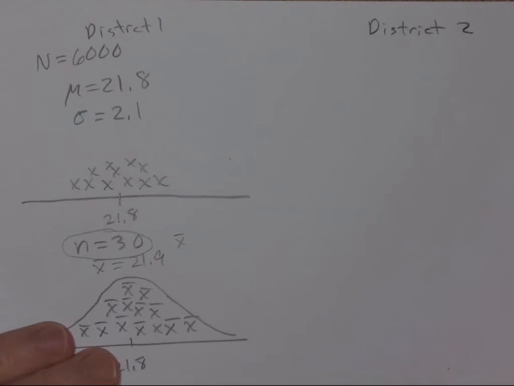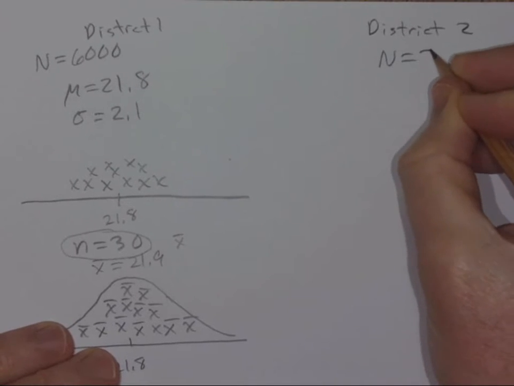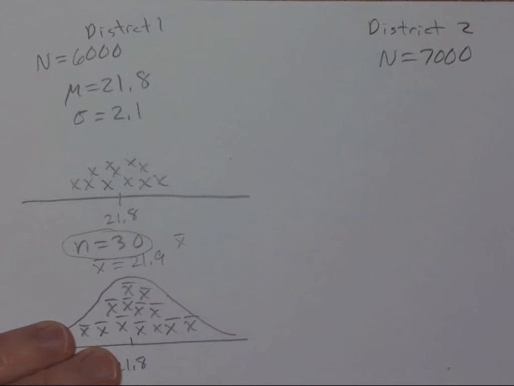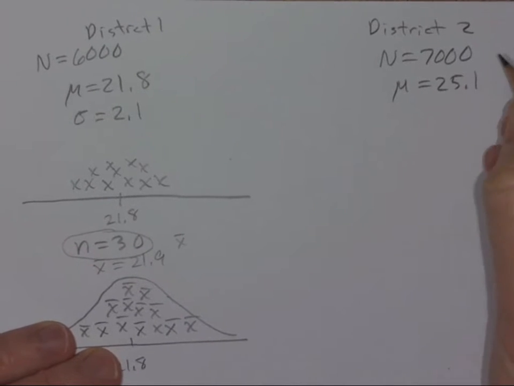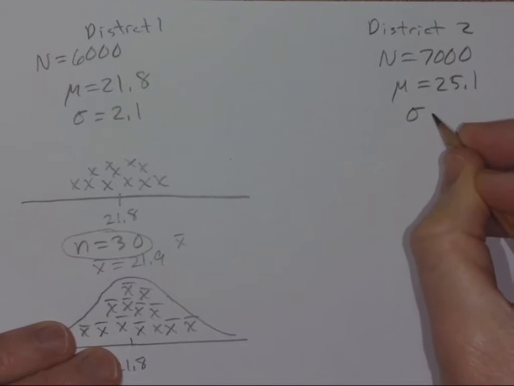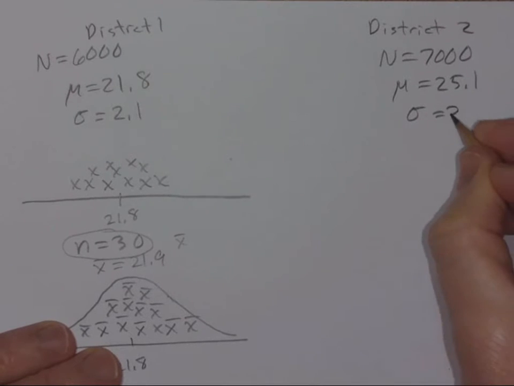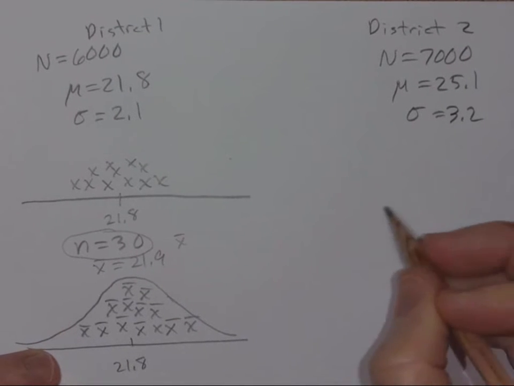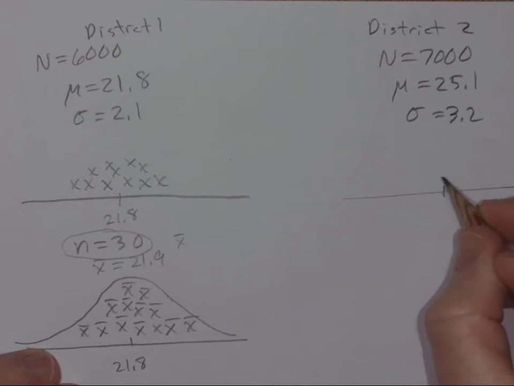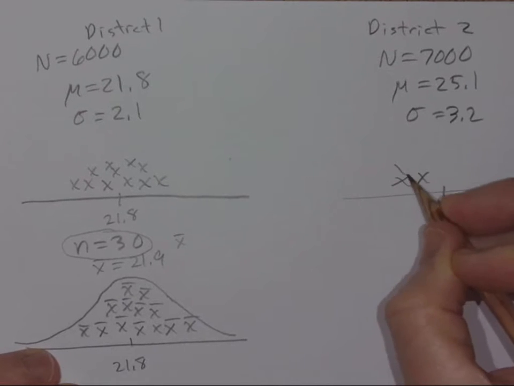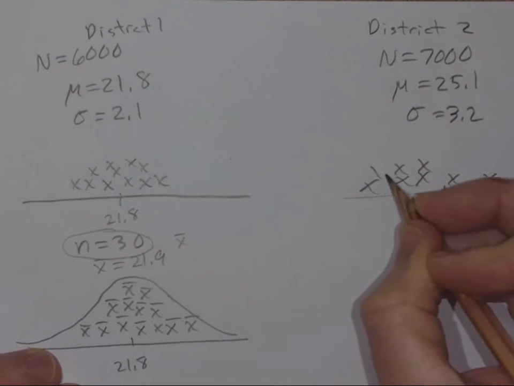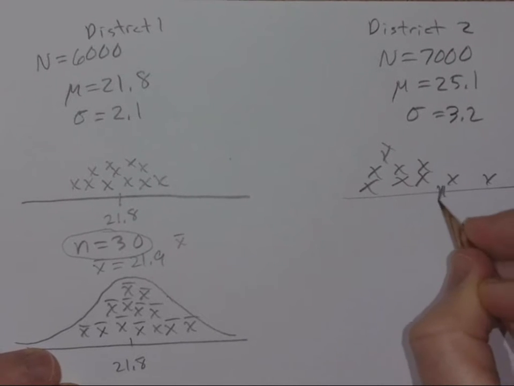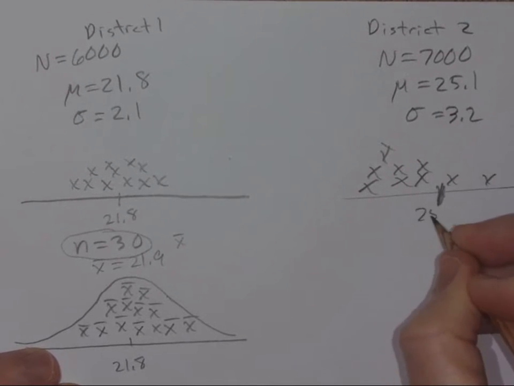Maybe there are like 7,000 12th grade students in this district, and the mean of their ACT scores is, let's say, 25.1, with a standard deviation of, let's say, 3.2. Now they've got their population distribution. Maybe theirs is really right skewed, we don't know. So it looks something like this, a big tail going to the right. But the mean, the average, is going to be 25.1.